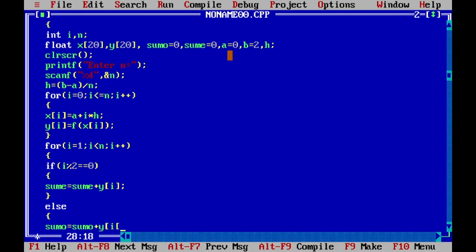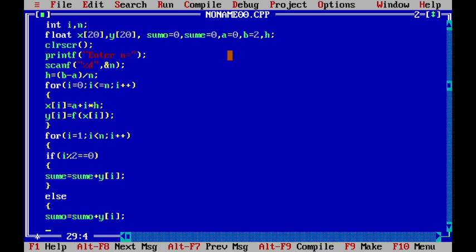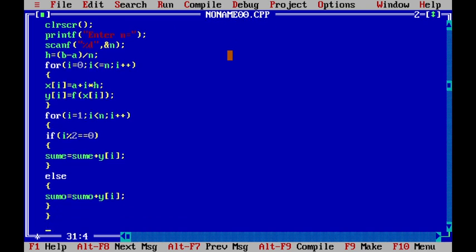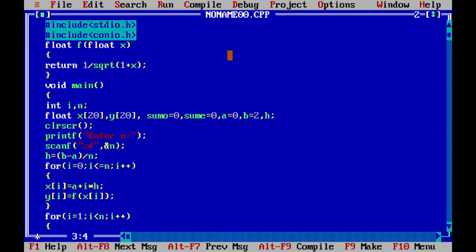So the sum even contains y2, y4, y6, y8 like this, and sum odd contains y1, y3, y5, the addition of y1, y3, y5 and so on. Now next, complete the for loop. Then, for the value of the integration, declare one more variable.